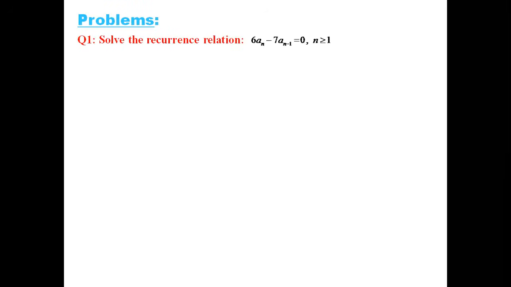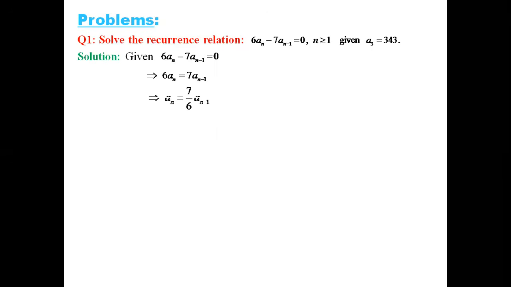Solve the recurrence relation 6 a_n minus 7 a_(n-1) equal to 0, where n is greater than or equal to 1. And there's a condition given, a_3 equal to 343. Let us do the problem. Firstly, analyzing the given expression, that is 6 a_n minus 7 a_(n-1) equal to 0, we'll be able to write it down as 6 into a_n equal to 7 into a_(n-1).